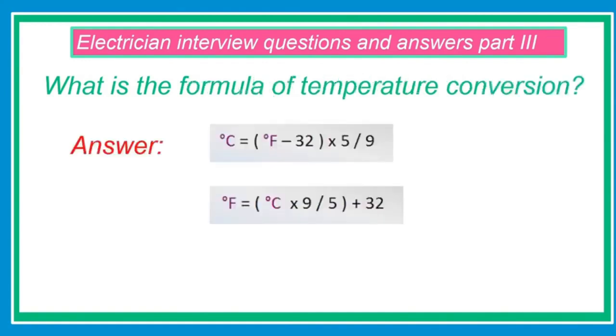What is the formula of temperature conversion? For the formula of degrees Celsius, C equals open parenthesis degrees Fahrenheit minus 32 close parenthesis times 5/9. For the formula of degrees Fahrenheit, F equals open parenthesis degrees Celsius times 9/5 close parenthesis plus 32.